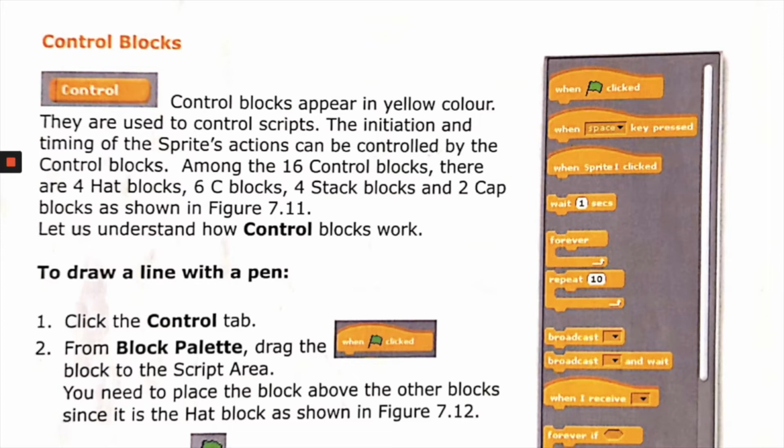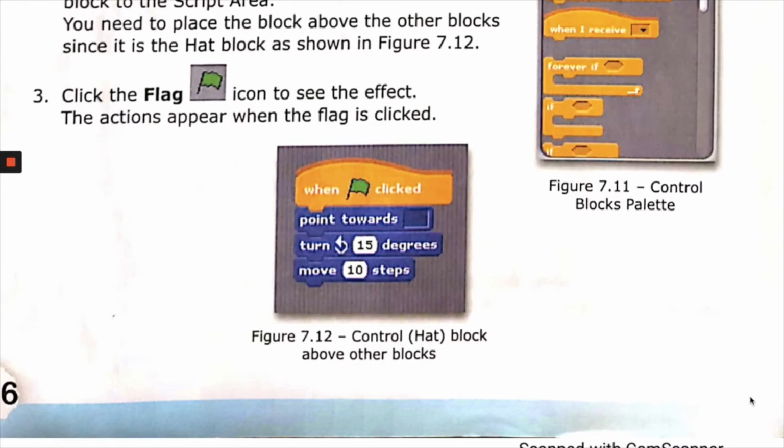Let us understand how the control block works. All the control blocks are shown in figure 7.11. To draw a line with a pen, click the Control tab. From the block palette, drag the when clicked block to the script area. You need to place the block above the other blocks since it is the hat block. The hat block should always be placed on the top. So, at the beginning of the program, you have to drag the when clicked option to the top of the script area. Click the flag icon to see the effect.